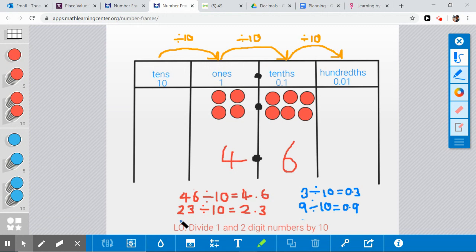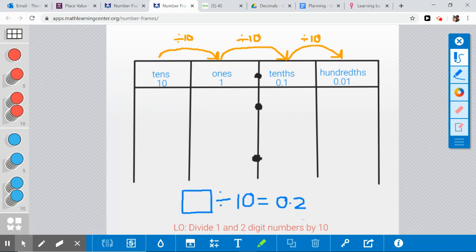So to recap, you are going to be dividing single-digit numbers and 2-digit numbers by 10. So when it's a single-digit number, you'll have no ones. When you're dividing a 2-digit number, you will have some ones and some tenths.